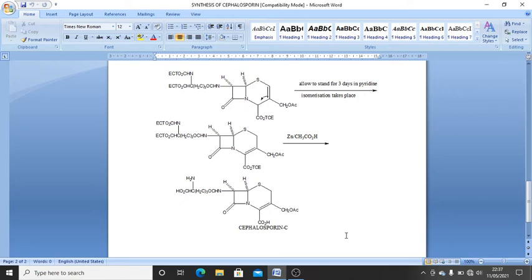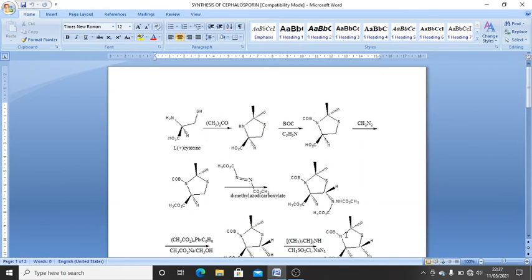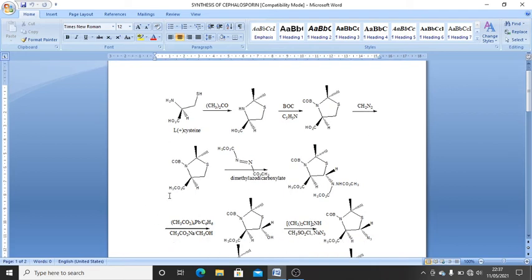Let us go through an overview of this cephalosporin. In the overview, the starting material is cysteine, gets cyclized so that we get an acetylation product and there is a cyclized product. Nitrogen is protected by N-Boc. Further, carboxylic acid reacts with diazomethane to give an ester. This ester reacts with DMAD to give me a DMAD adduct.